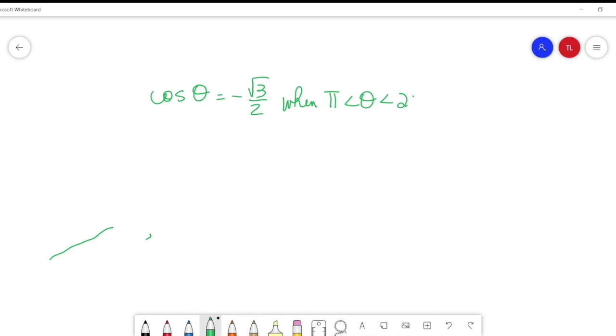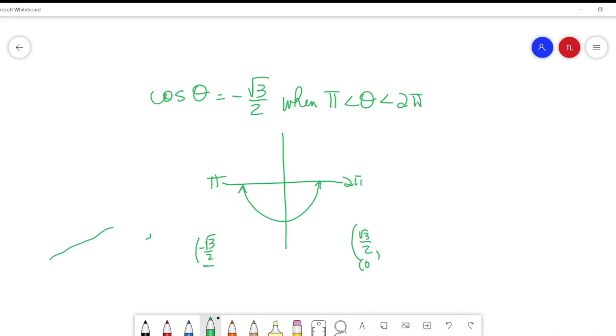Now theta is between what and what? So here's pi, here's 2 pi. Now, this is cosine. Cosine is the x. Well, this is positive square root 3 over here. So it's not in that one, is it? So what quadrant is it in? Third quadrant. What do you do then? Put the dot.